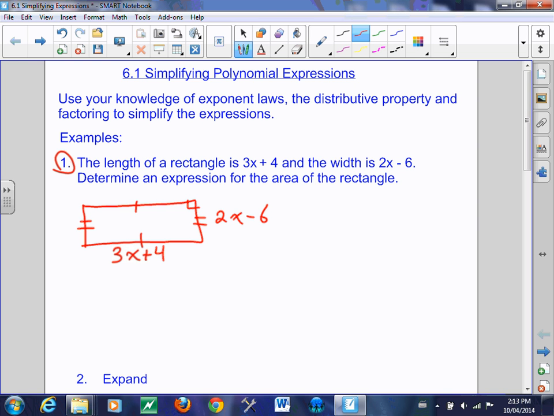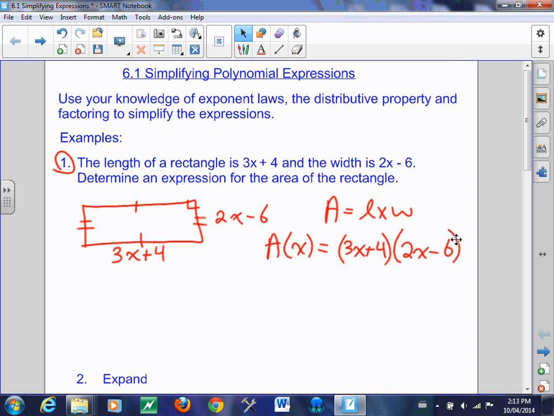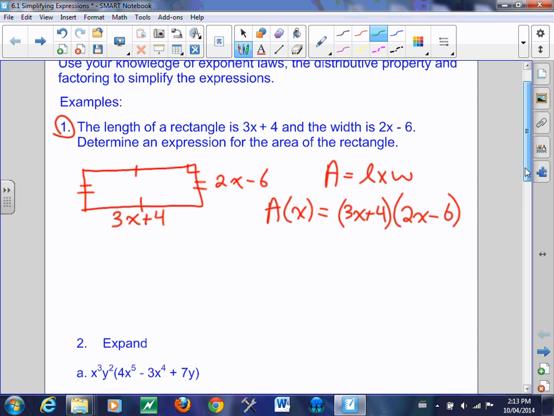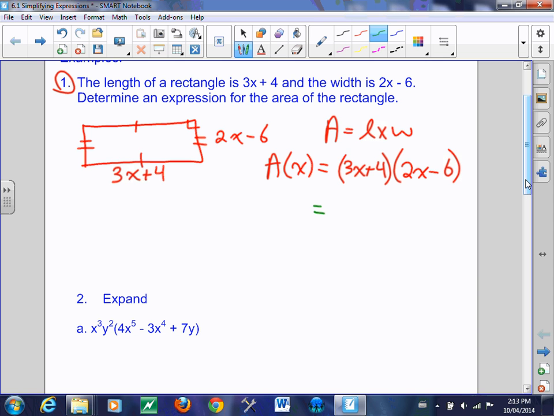In the past, ladies and gentlemen, we would just say area equals length times width. But notice in the length and in the width, we have an x value. So I'm going to say function notation is area with reference to x equals the length, which is 3x plus 4, times the width, which is 2x minus 6. Now, when we are asked to determine an expression, we don't want to leave it in factored form. We always want to expand and keep it in standard form.